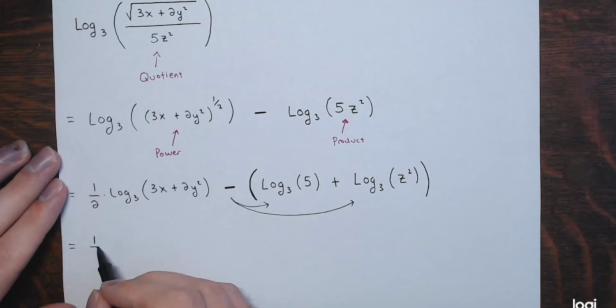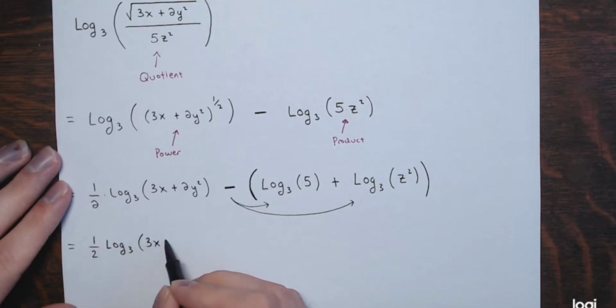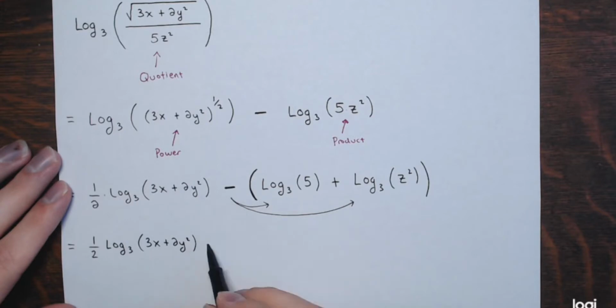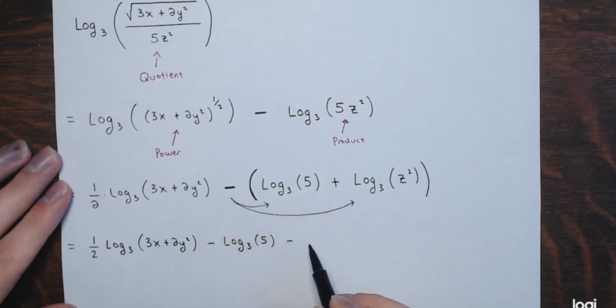So we have 1/2 times the log base 3 of 3x plus 2y squared, and then minus the log base 3 of 5, minus, right, minus a plus here, minus the log base 3 of z squared.